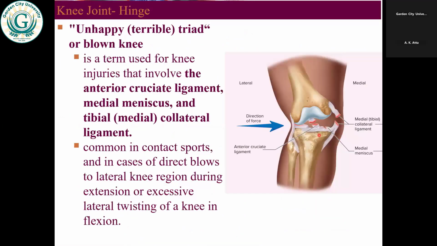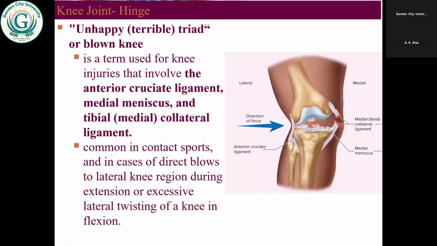Yeah, I think they call this one the terrible or the unhappy triad. It normally happens in contact sports. This side is lateral, this side is medial. So there is a direct force on the lateral aspect here. So the anterior cruciate ligament is going to tear, the medial meniscus is going to tear, then the medial or tibial collateral ligament is also going to tear. So three structures are going to tear.